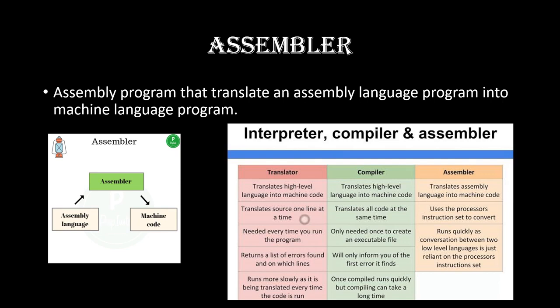The next one is compiler. This is also the same thing as a translator: translate high-level language into machine code. Second thing, translate all code at the same time. The difference between translator and compiler: translator processes line by line, but compiler is not like that. If it is a 10-line or 15-line program, all the lines together it will translate. Only needed once to create an executable file. Only one time is enough. It will only inform you of the first error it finds. It will instruct only one time for the error.